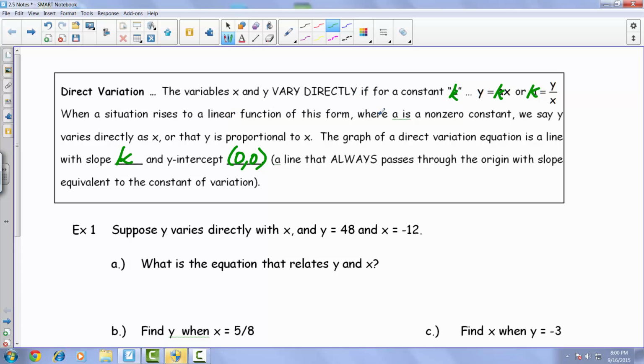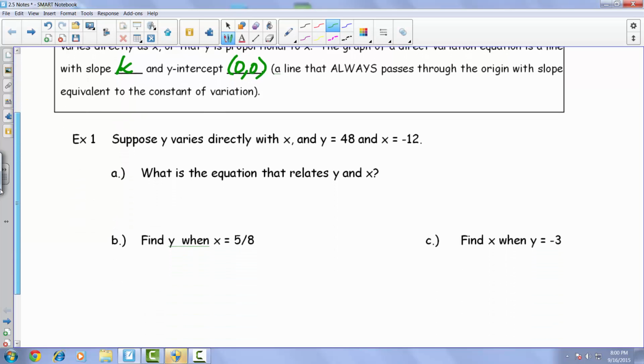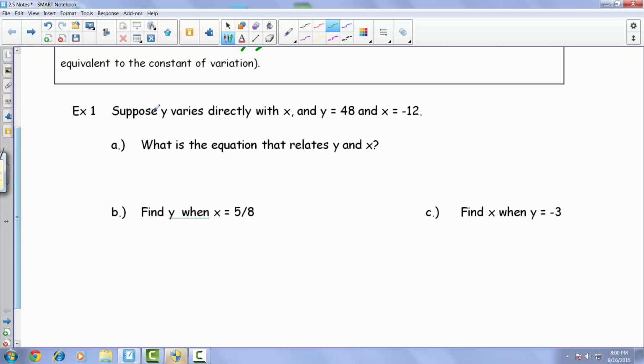Now, it's also important to note that this k value is a non-zero constant. In other words, k cannot be equal to 0. Again, just reiterating, direct variation will always pass through the origin. So it's important to note that you will never end up with a y-intercept if it is in fact true direct variation. Now, looking at example 1, we see that we have, suppose y varies directly with x.